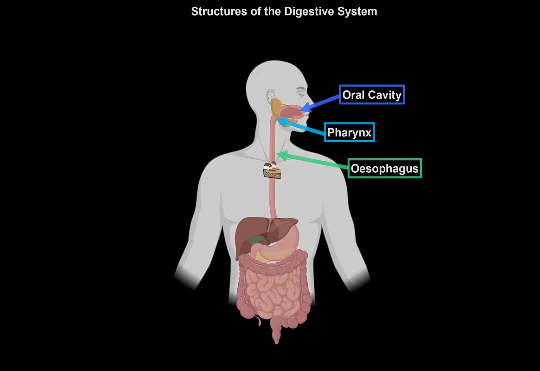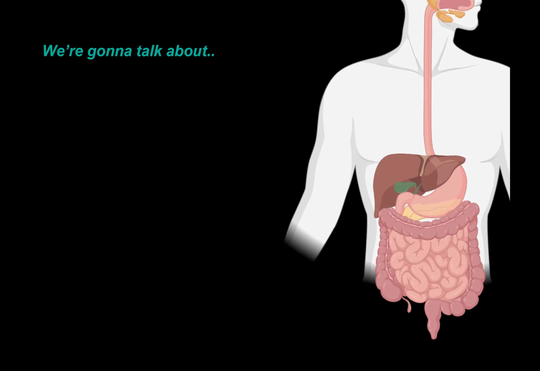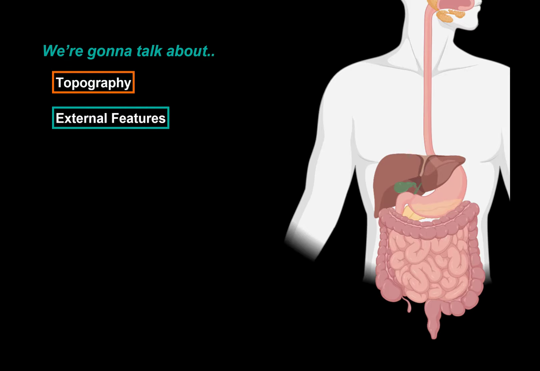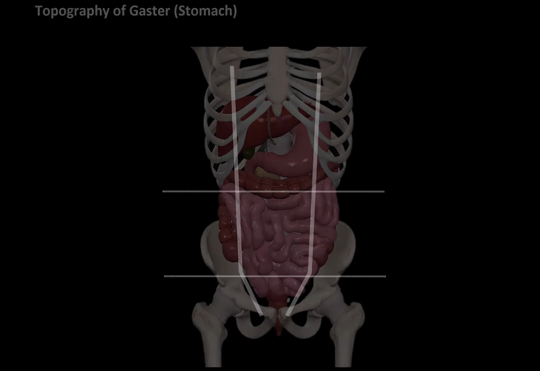In the last video we went through the anatomy of the esophagus. Now the next step after the esophagus is the stomach, as you see here. So in this video we're first going to go through the topography of the stomach, basically where it is related to the surrounding structures. After that we're going to go through the external features of the stomach and the different parts of it. Then we're going to go through the layers of the gastric wall. So let's go ahead and start with the topography.